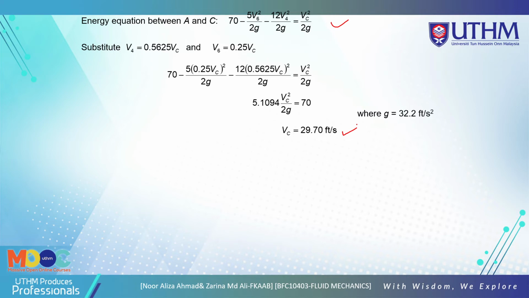So kalau dalam feet, the g is 32.2 feet per second squared, for this is in US unit. So you get the VC and then you use Q is equal to AC VC. So you get the value of Q. So you get the Q here.